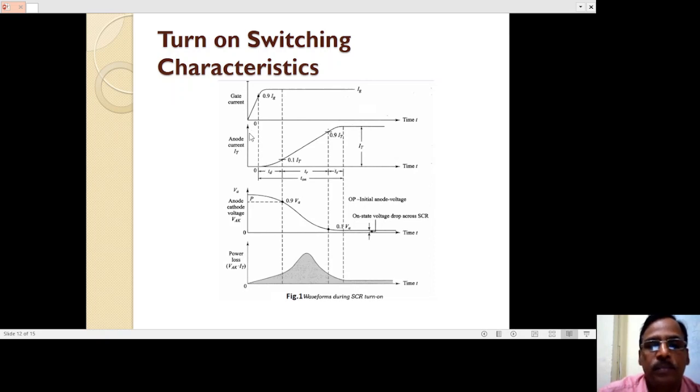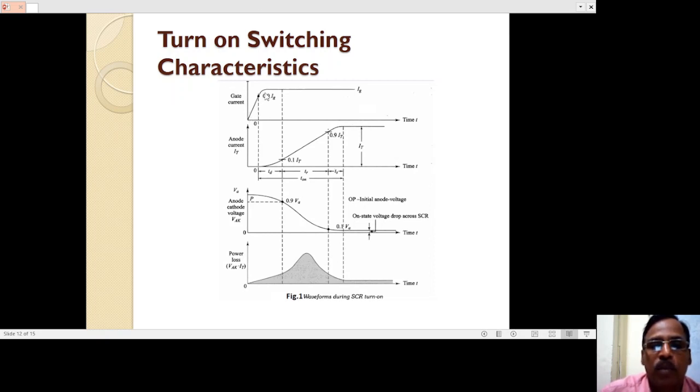Once again, turn on characteristic, it is the transition time to make the SCR on. It consists of three timing periods, TD, TR and TS. So TD stands for delay time, TR stands for rise time and TS stands for spread time.